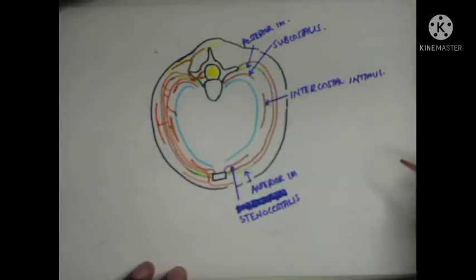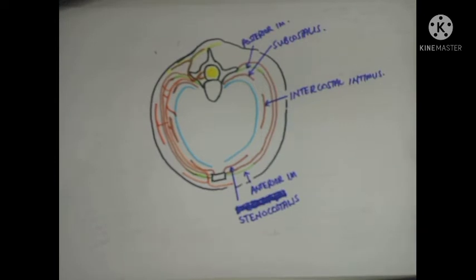Now again, let's look at the structure supplied by one nerve. We have got the whole thickness of the intercostal muscles, the skin covering it, and the parietal pleura. So the whole area, let's say if it was T4, the skin, the whole thickness of muscles, and the parietal pleura are supplied by the same intercostal nerve.